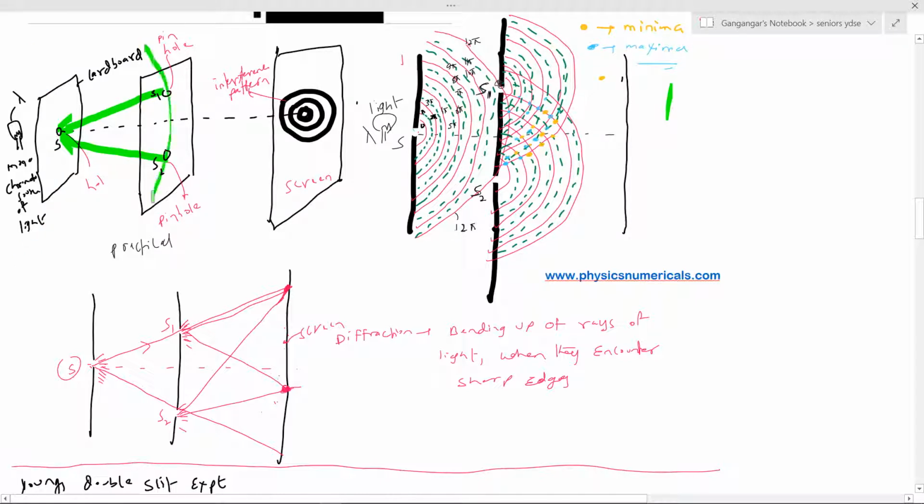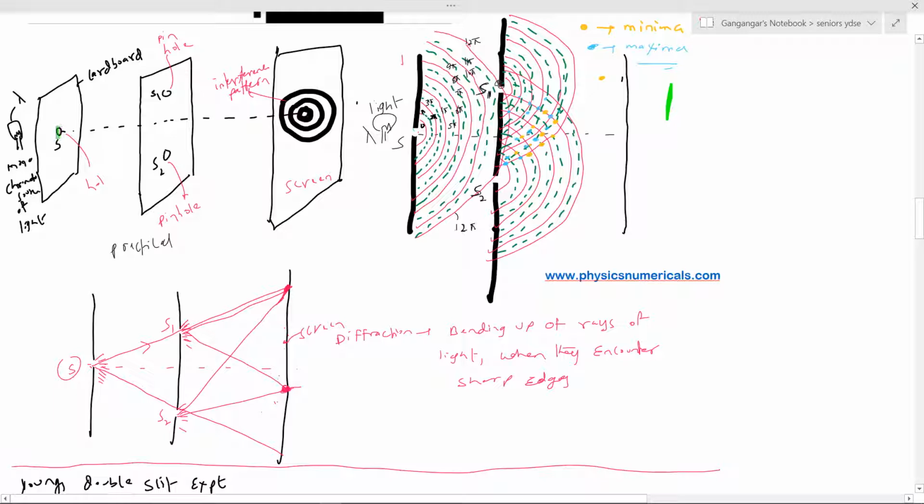Then here again S1, S2 are on the wavefront. So in turn, they'll also be like a source. They'll start emitting light. And the light coming from this and the light coming from this have a path difference. Because of the path difference, they'll undergo superposition, and the intensity will be a function of path difference, and we'll get alternate bright and dark rings.